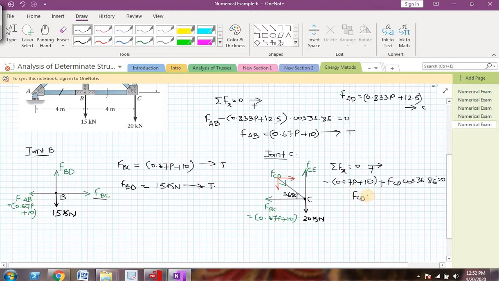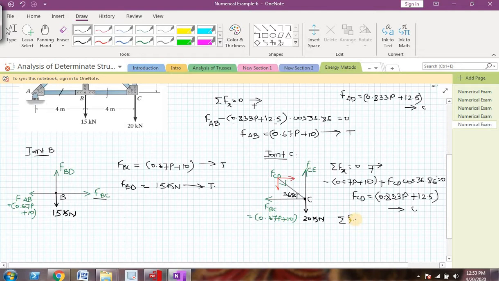I am getting FCD as 0.833P plus 12.5. So I'm getting a positive answer. It means CD, I had assumed it as compression, so it is correct.